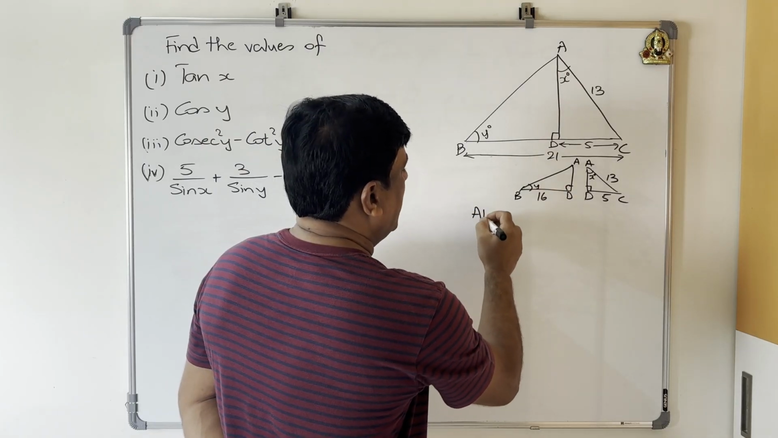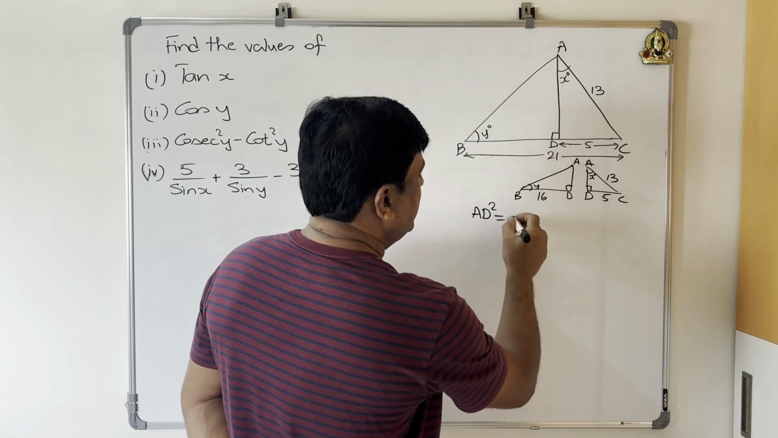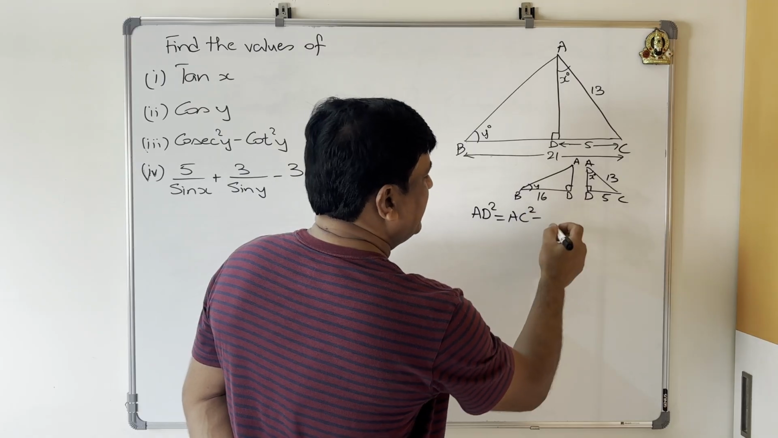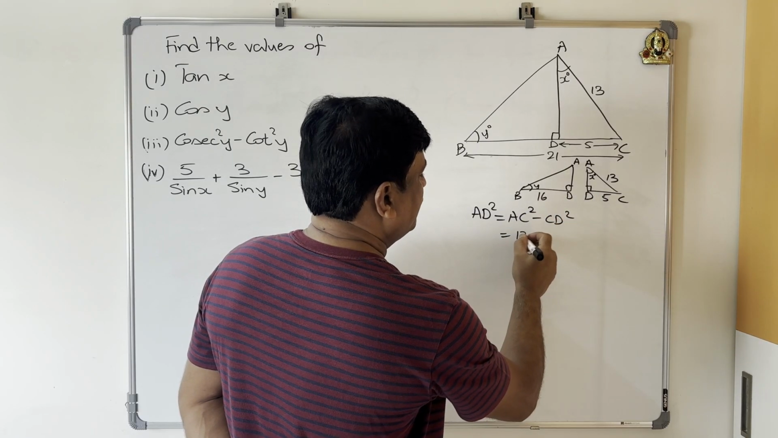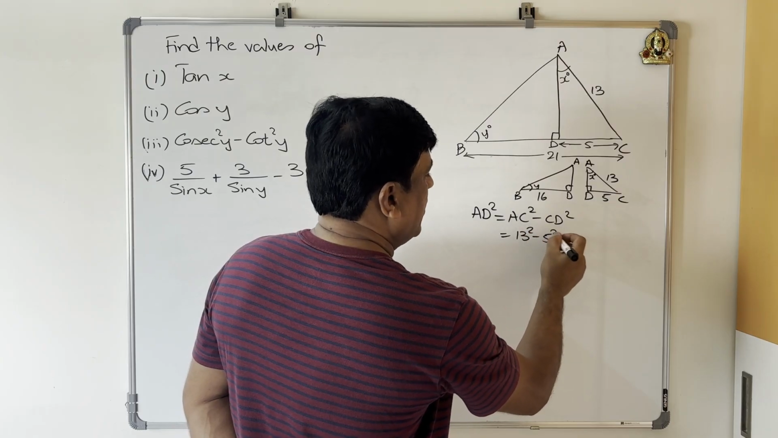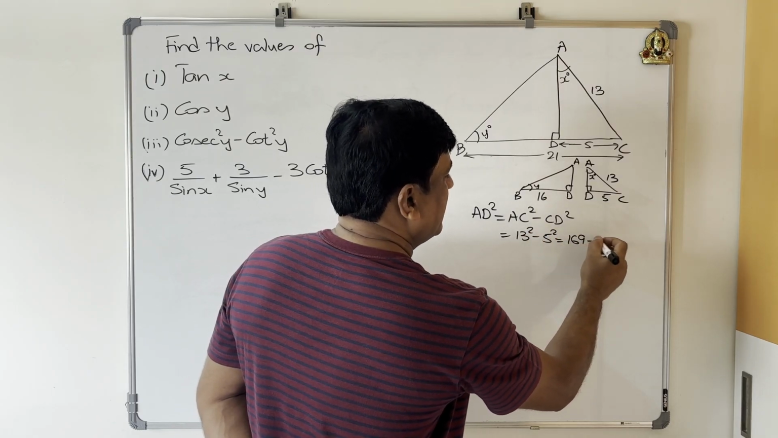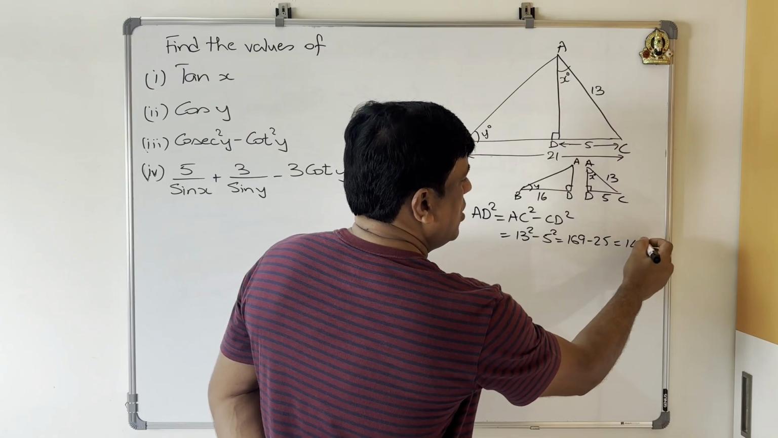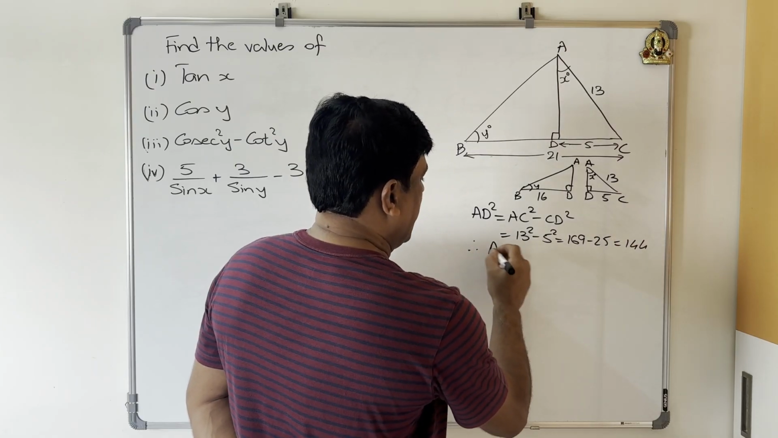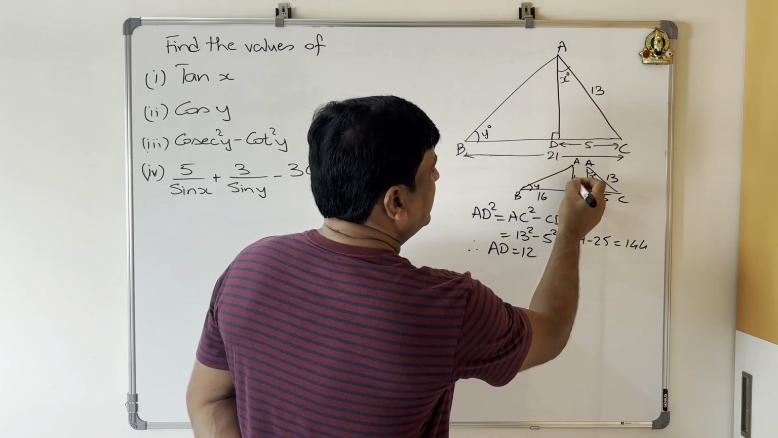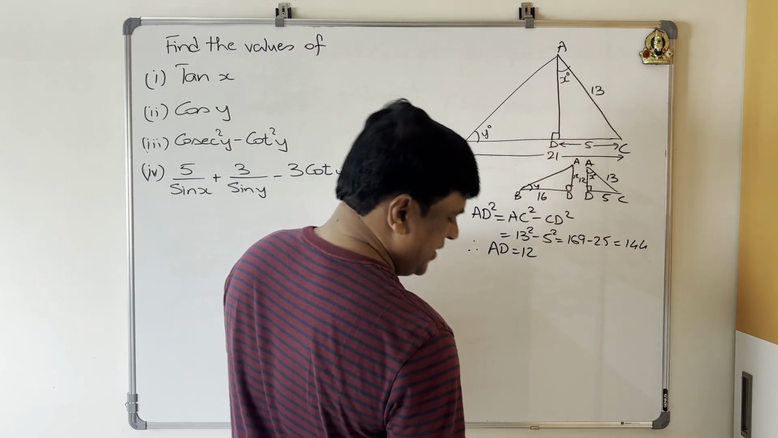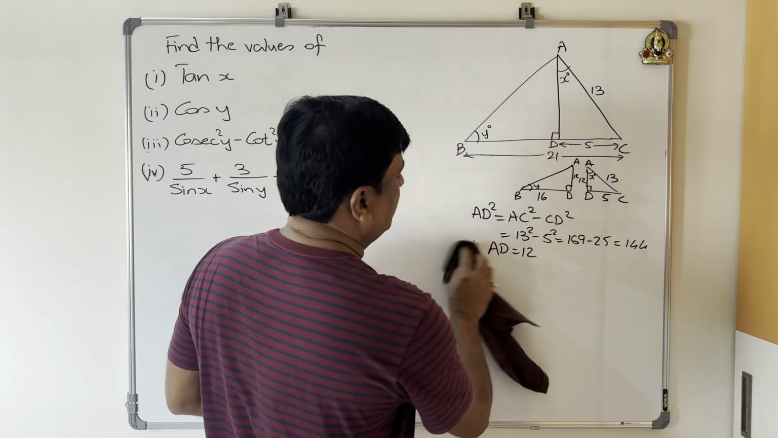So AD square will be AC square minus CD square, right? Let's put the value, it's 13 square minus 5 square, which is 169 minus 25, equal to 144. So therefore, AD is equal to 12. So you get this as 12, that becomes also 12, that will also be 12.